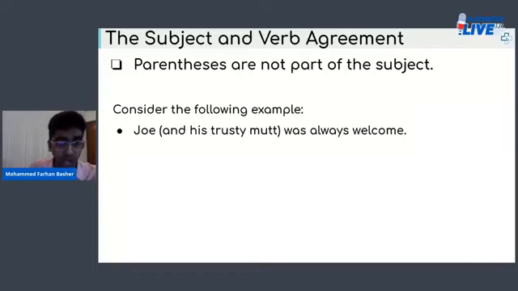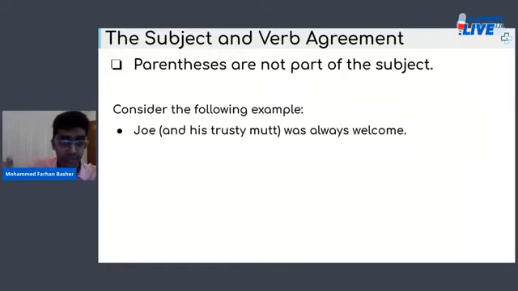Such as, Joe and his trusty mutt was always welcome. So here, we will never say were. We will never go and say Joe and his trusty mutt were always welcome. We would always rather say Joe and his trusty mutt was always welcome. Why? Because and his trusty mutt, this particular information is within parentheses, is within brackets. Now, you may be wondering what a mutt is. A mutt is actually a dog. So Joe and his trusty mutt was always welcome.